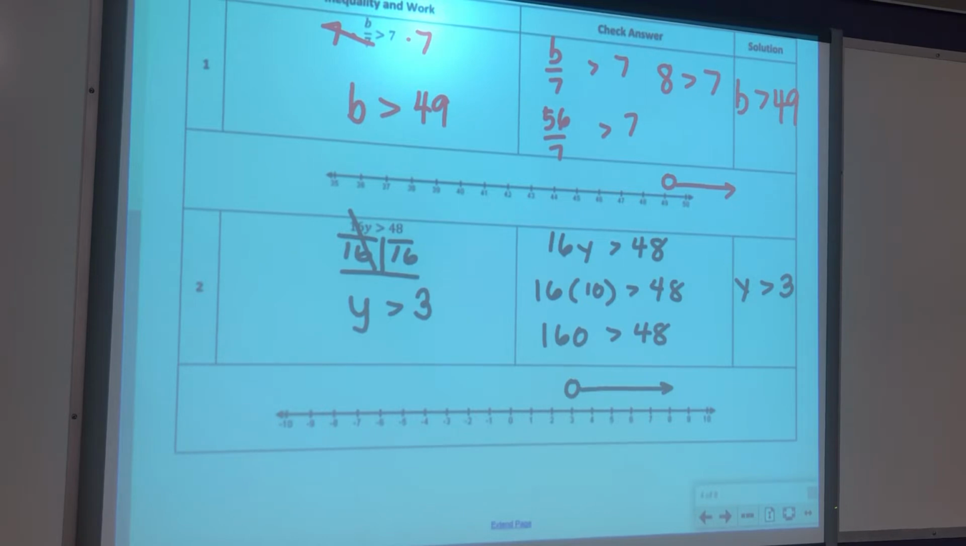Any different than solving equations? No, it's no different than solving equations, right? Yeah, our symbols are different. Yeah, we have to graph, but we're still using our inverse operations, right?